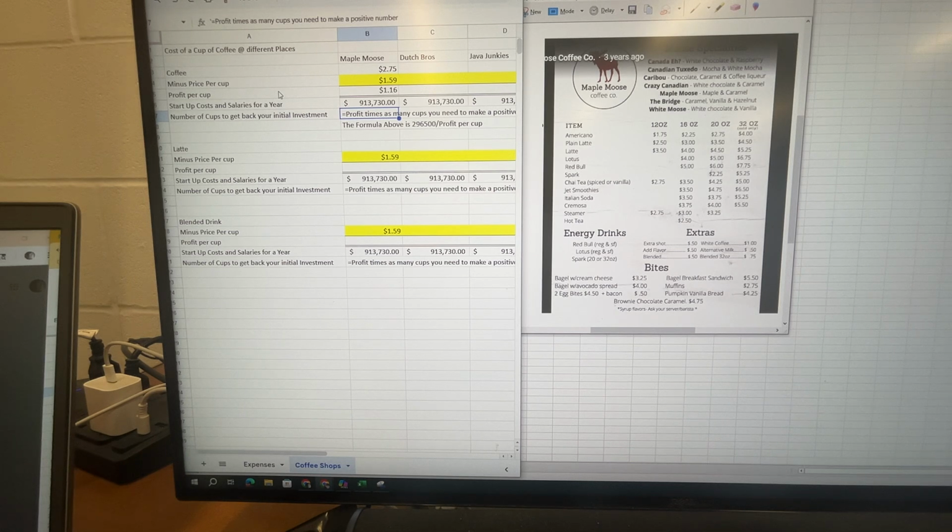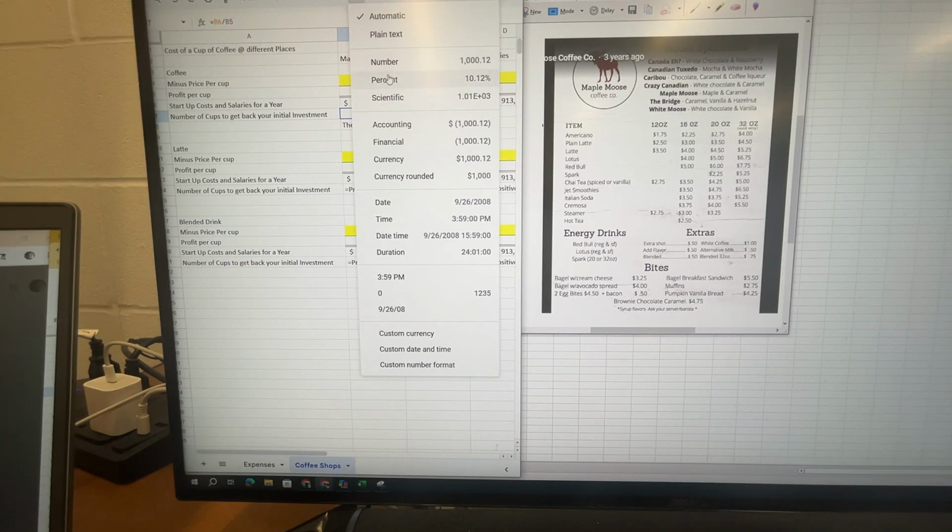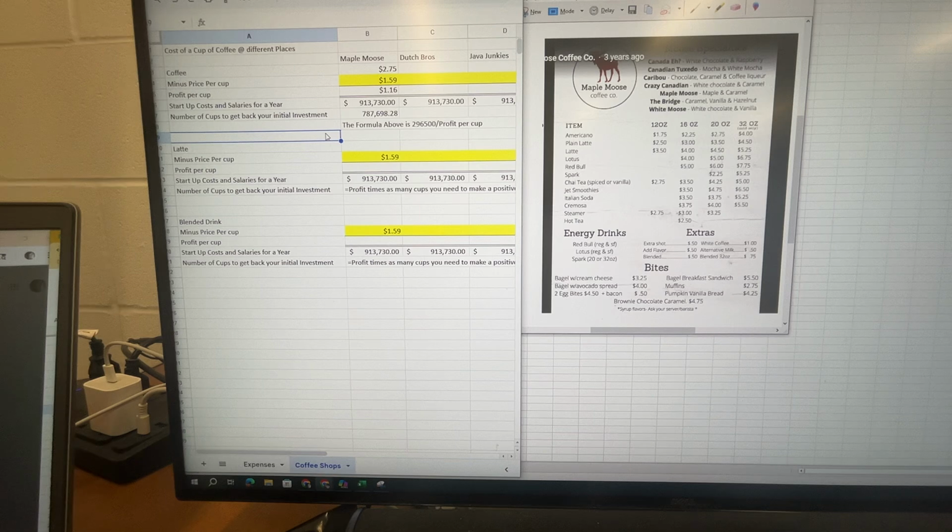That's a mathematical equation as well. We're going to go equals here. We are going to put in the cost of the business, which is B6 at $913,000. And we are going to hit the division symbol. And we're going to divide it by the profit per coffee cup. So in this one, what's going to happen is we are going to have to sell, looks like, 788,000 cups of coffee before we make a profit.